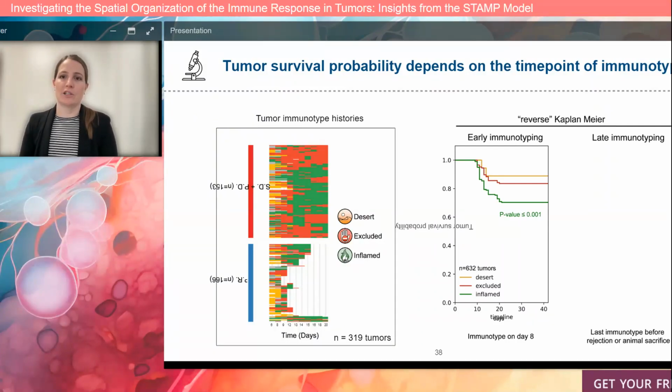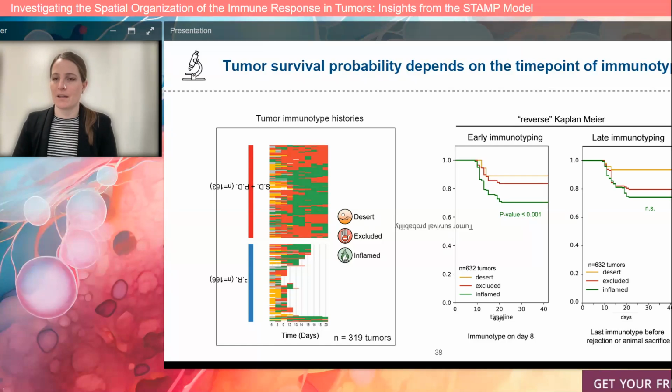And remarkably, when we looked at the survival of these different tumors, as I showed before, the immune inflamed phenotype is associated with the highest rates of tumor rejection. However, this is only true at the early time points of the tumor. So if we then come back and look at the last immunotype before rejection or animal sacrifice, now the immune inflamed state is not such a good predictor of the fate of that tumor. So we wanted to come up with a way to take advantage of the entire life history of these tumors to try to understand whether or not they would become rejected.